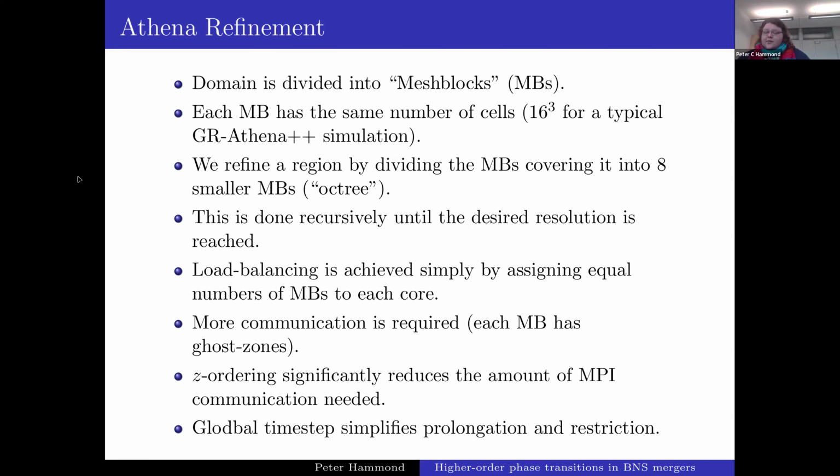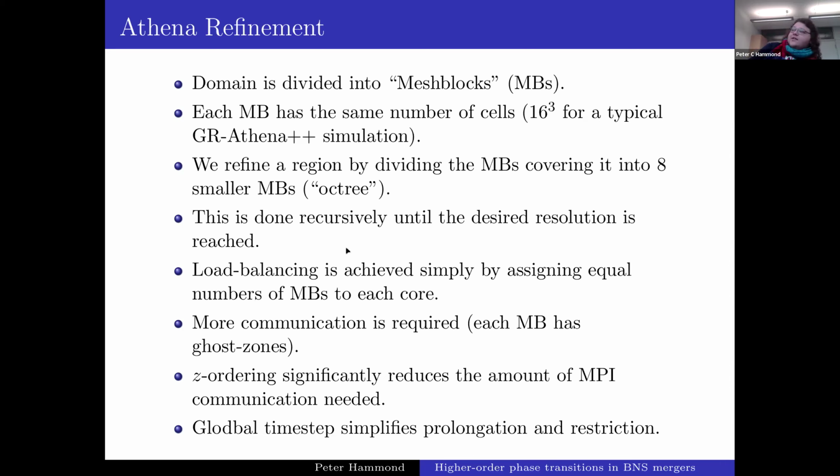So what does the refinement look like in Athena? In Athena, we divide the grid up into a bunch of mesh blocks. Each of these mesh blocks has the same number of cells. So typically for our simulations, we use 16 cubed for our mesh blocks. Then when we want to do some refinement in some region, we divide that mesh block up into 8 smaller mesh blocks. So we halve the cell size in each direction and double the number of cells, and then we get 8 smaller mesh blocks, hence octree. You basically just keep doing this recursively. You just divide mesh blocks up and up and up until you hit the resolution you want in all the different regions.